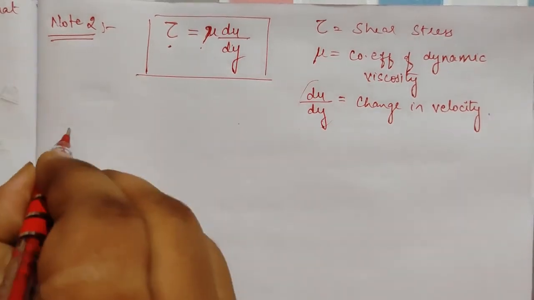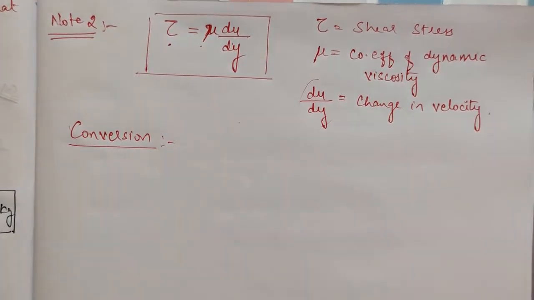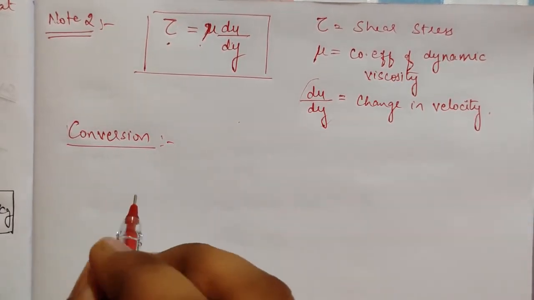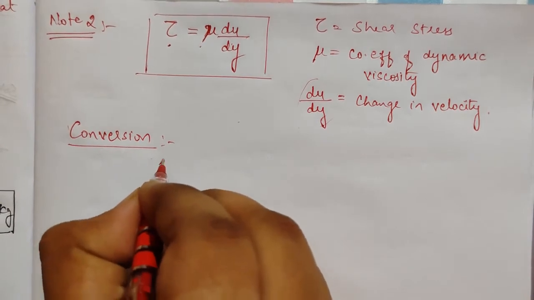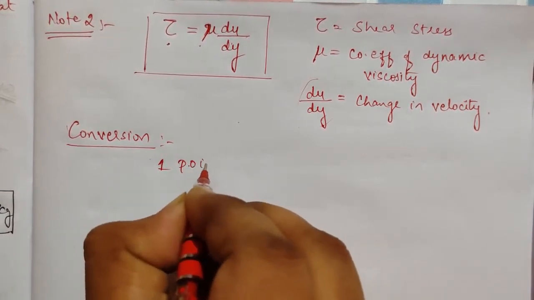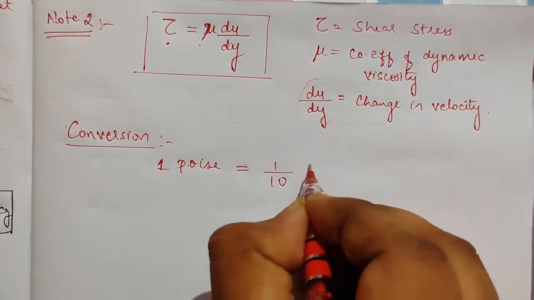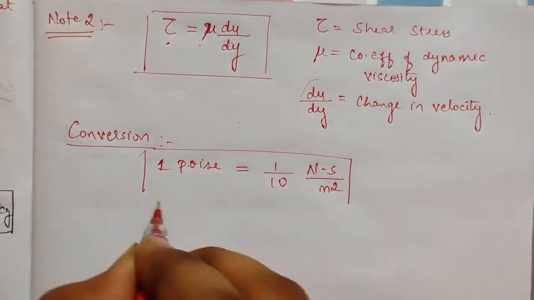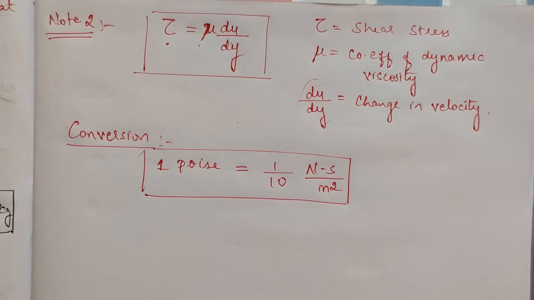Then now some of the conversion. Because while doing problem you should not be confused, so I am noting this down before only. Okay, so what is the conversion? In the problem you may get 1 poise. So this 1 poise is nothing but 1 by 10 Newton second per meter square. I have discussed in the PPT, but for remembrance I am writing it again.